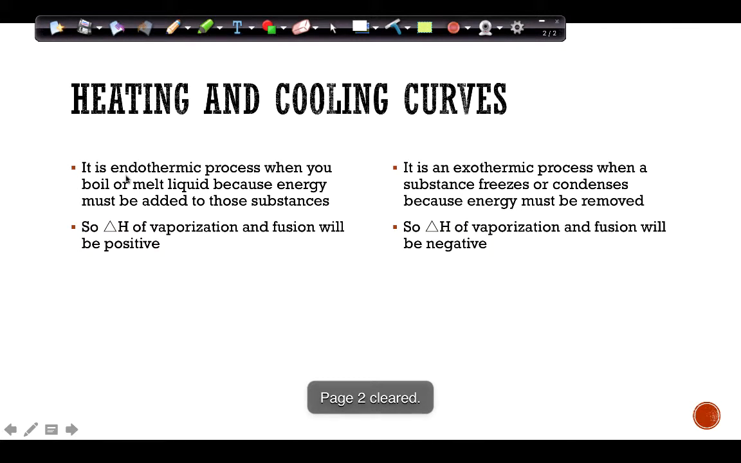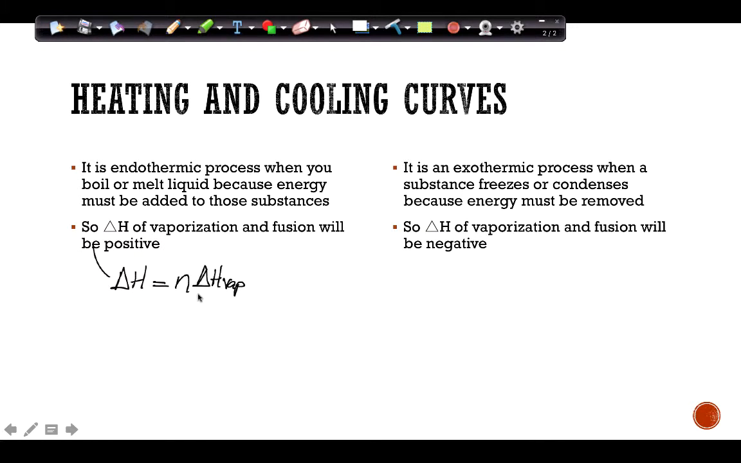All right, so it's going to be an endothermic process when you boil or melt something. You're adding energy, so delta H is going to be positive. So delta H and Q will be positive in all those cases. Also, if you were to calculate delta H or Q at a phase change, you can take the number of moles and multiply it by delta H of vaporization or fusion. So vaporization is used when we boil or condense something. Fusion will be used when we melt or freeze something. So that's how you would get that there.